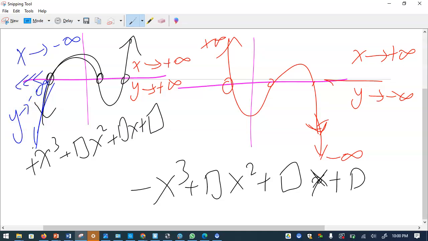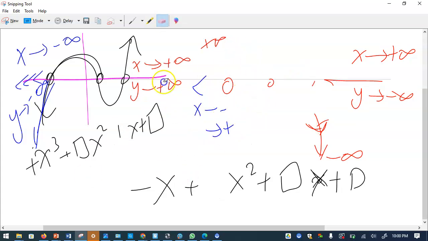negative number. But the one that you see here is when x, for the second part, when x becomes a very large negative value, it goes up. It becomes the opposite, so it becomes plus infinity. So this is the understanding of the cubic function.